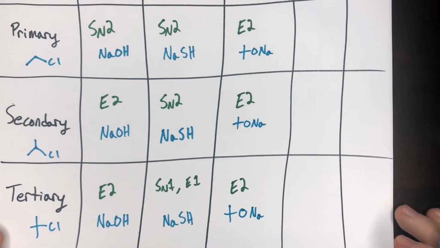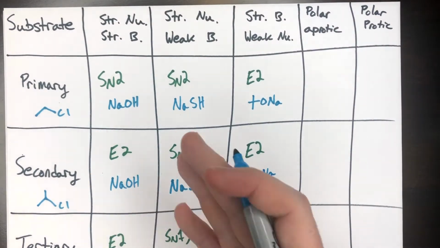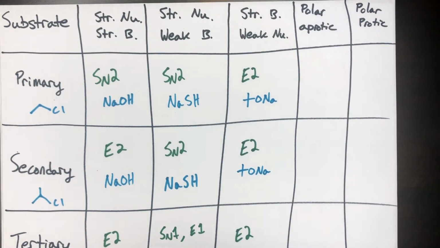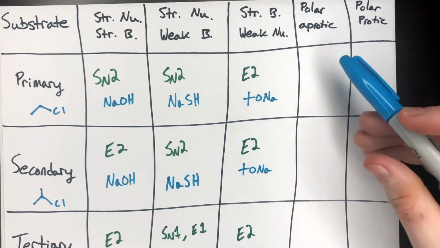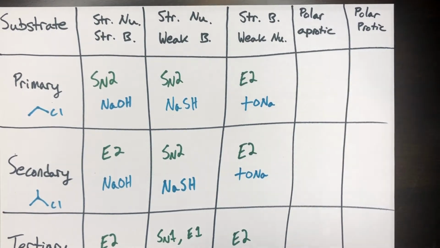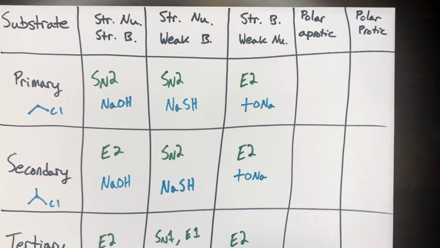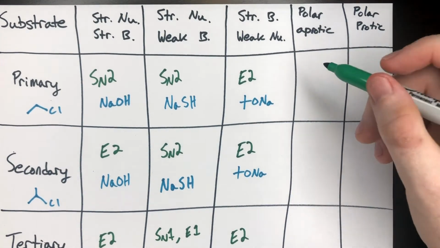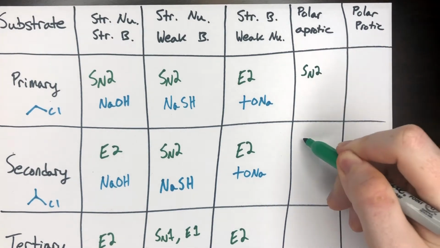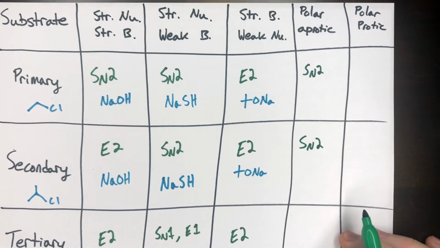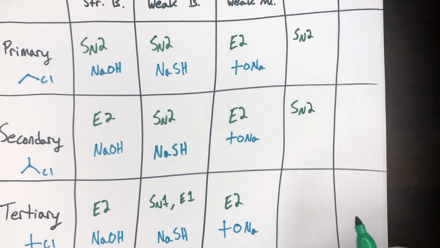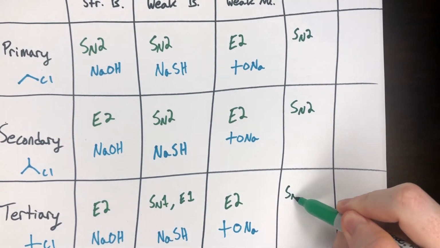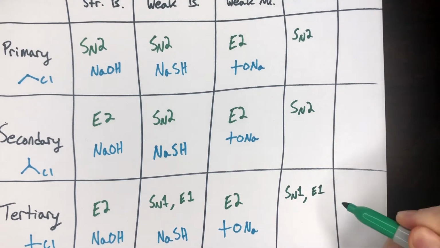Okay. Now, if these first three columns don't apply to your specific case, then you need to pay special attention to the solvent. The solvent can be either polar aprotic or polar protic, and this will dictate which pathway is preferred. So SN2 pathways prefer polar aprotic solvents. In a polar aprotic solvent, you'll get SN2 with a primary and a secondary substrate. And again, when you have a tertiary substrate, you will not get any SN2 under any situation. So this is only going to be SN1 or E1 if we have a tertiary substrate.